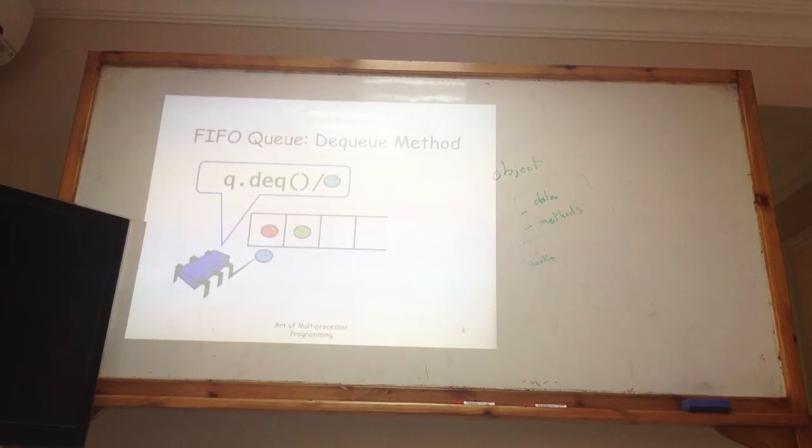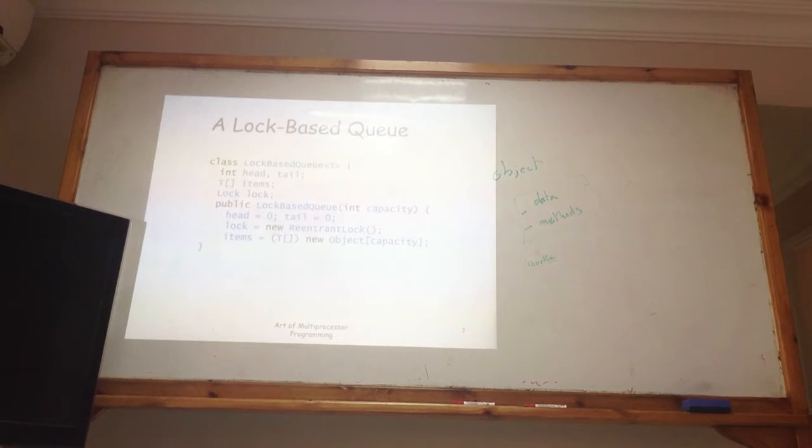Now let's see what's going to happen if we have these two threads concurrently enqueuing and dequeuing the queue. The standard implementation usually is based on locks. So what you do, you have a lock.